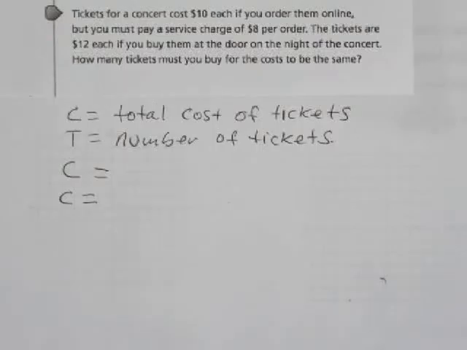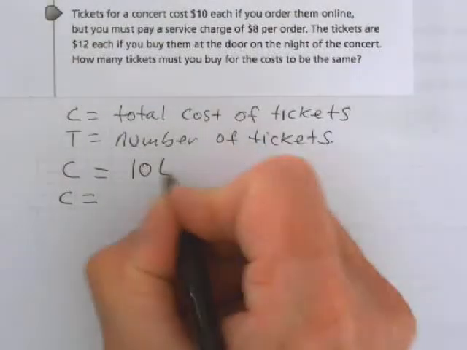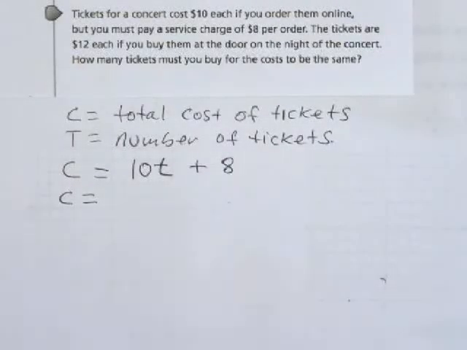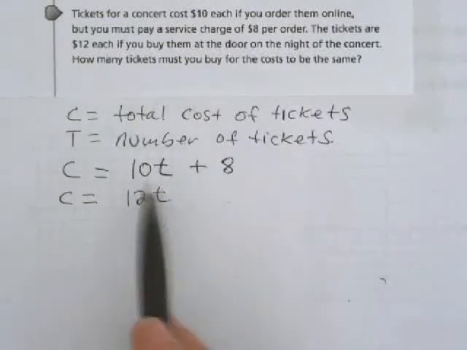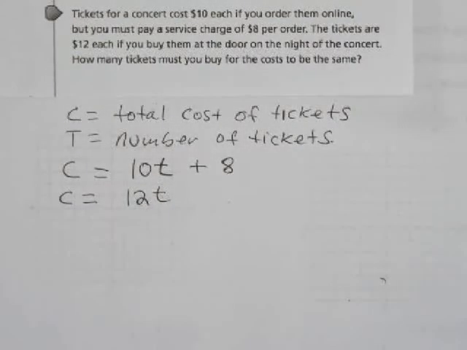So I've set up two variables, C, which is the total cost of tickets, and T, which is the number of tickets. All right, so for our first scenario, it's going to be $10 per ticket plus $8. And for our second one, it's just going to be $12 per ticket. Now that I've got these set up, I need to draw a graph and see what happens.